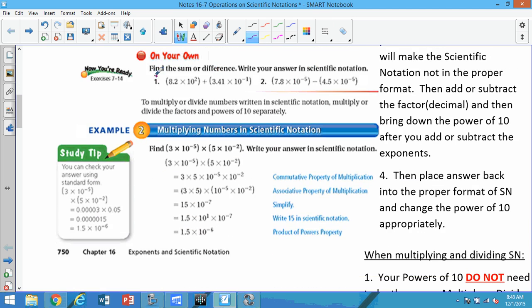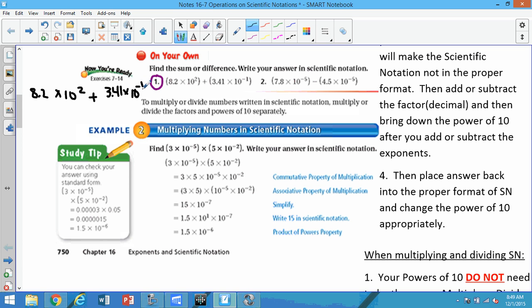Okay, so let's look at number 1. We're going to do number 1 together. So for number 1, you have 8.2, and I'm going to put this in black, 8.2 times 10 to the second. And then you have 3.41 times 10 to the negative first. So you are going to add that to 3.41 times 10 to the negative first.